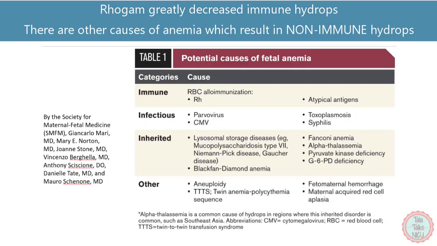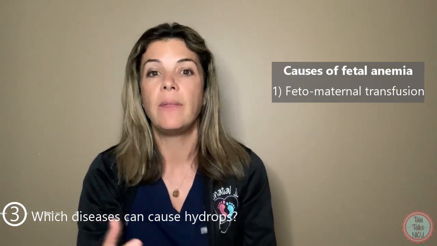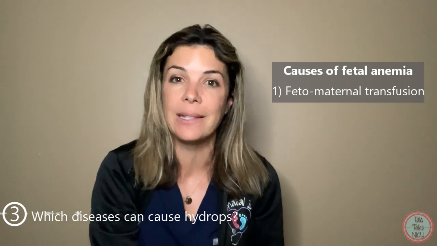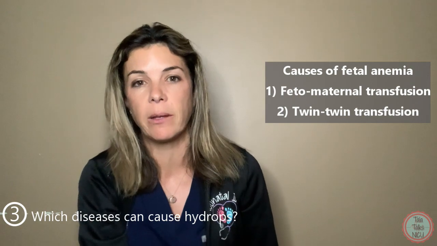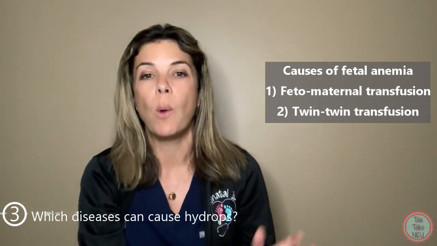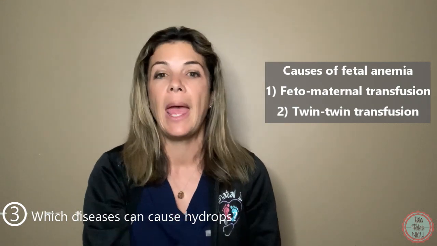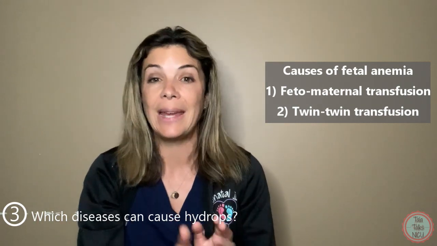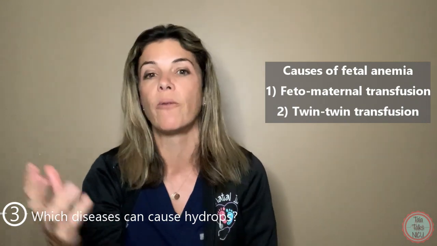However, logically, there are also lots of other non-immune reasons why a baby may end up with anemia. The first one could be a fetal-maternal transfusion. So basically, for whatever reason, the baby is bleeding directly into the mother. Or in twins that share a placenta, there could be a twin-twin transfusion where one baby is basically bleeding into the other baby. One baby ends up really anemic and the other baby ends up fluid overloaded. And actually, in this case, both babies can end up with hydrops, either from anemia or from fluid overload and venous congestion.